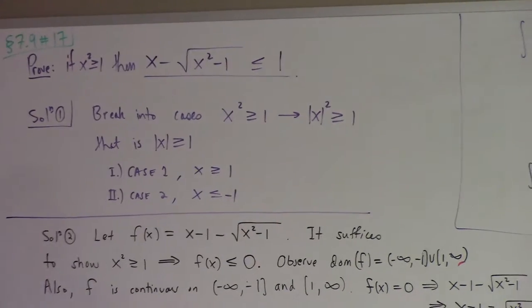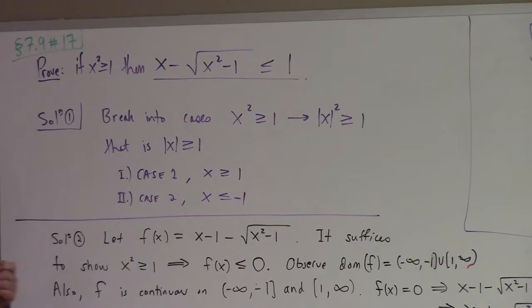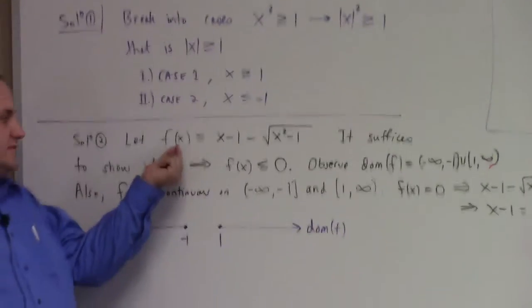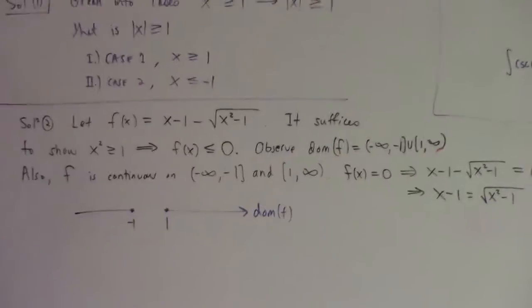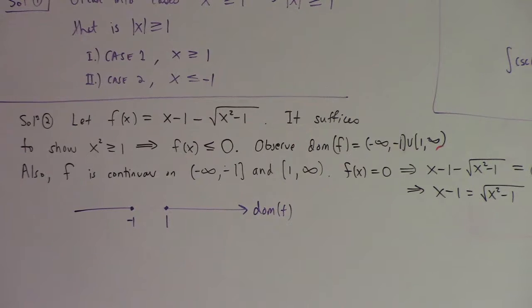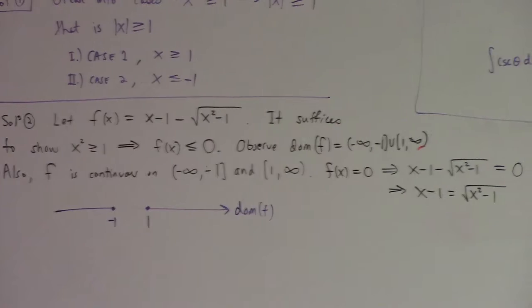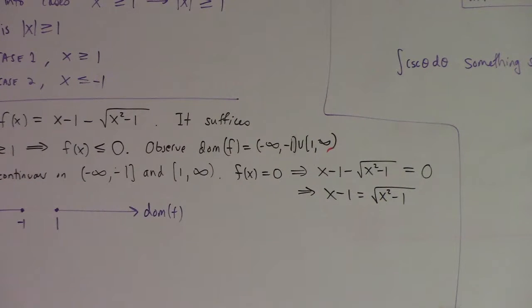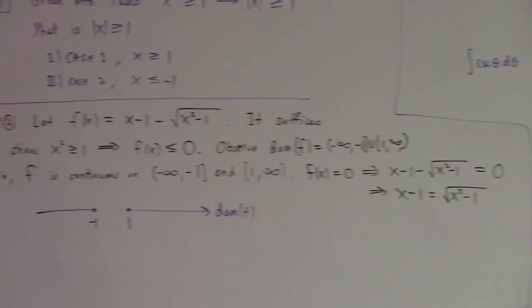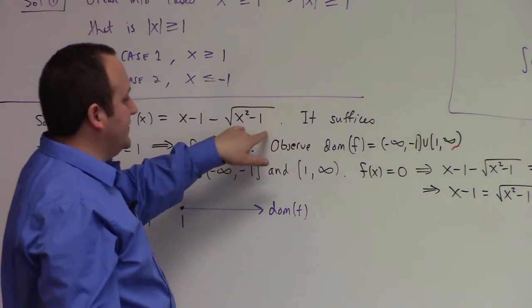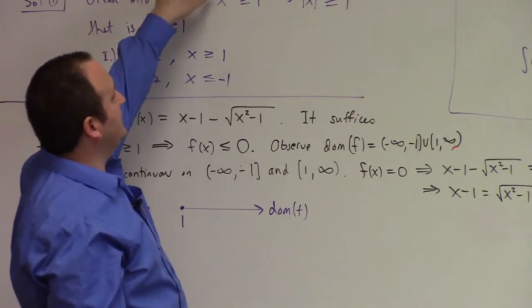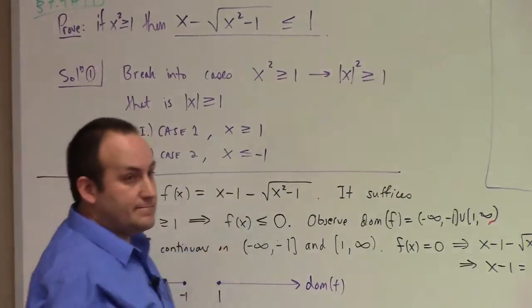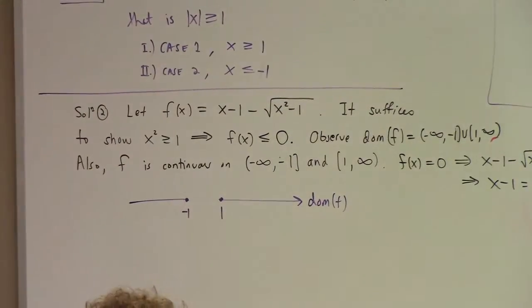The other way, and I think this is probably the better way to do it, is to use calculus. So I define a function f of x equal to x minus 1 minus the square root of x squared minus 1. That's an interesting function because that function being non-positive, less than or equal to 0, is equivalent to the given inequality we're trying to prove. To say that x minus 1 minus the square root of x squared minus 1 is less than or equal to 0 is entirely equivalent to saying that x minus the square root of x squared minus 1 is less than or equal to 1. Are you guys on board with that?